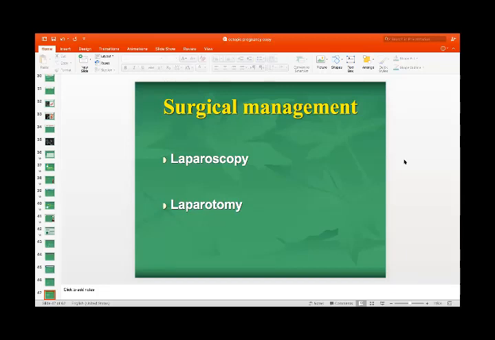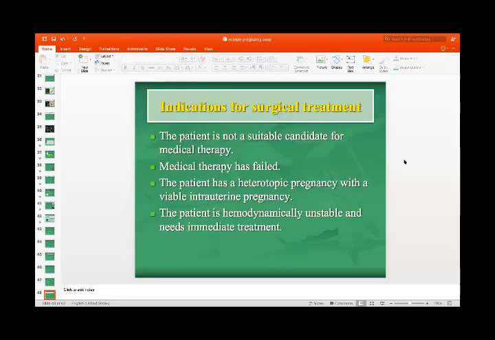There are two options, either laparotomy, which is the conventional way, or laparoscopy. So we can directly go for surgery if the patient is not a suitable candidate for methotrexate, or the medical therapy has failed, or the patient has a heterotopic pregnancy with a viable intrauterine pregnancy. Heterotopic means she has both intrauterine and tubal pregnancy. Then we will go for our surgical treatment.